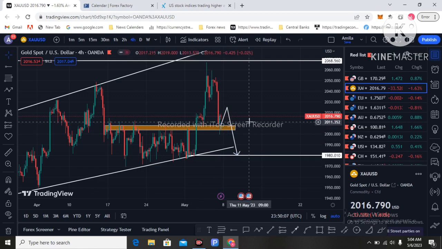So that's the next week technical and fundamental picture for gold. I am forecasting gold to drop to the downside next week.